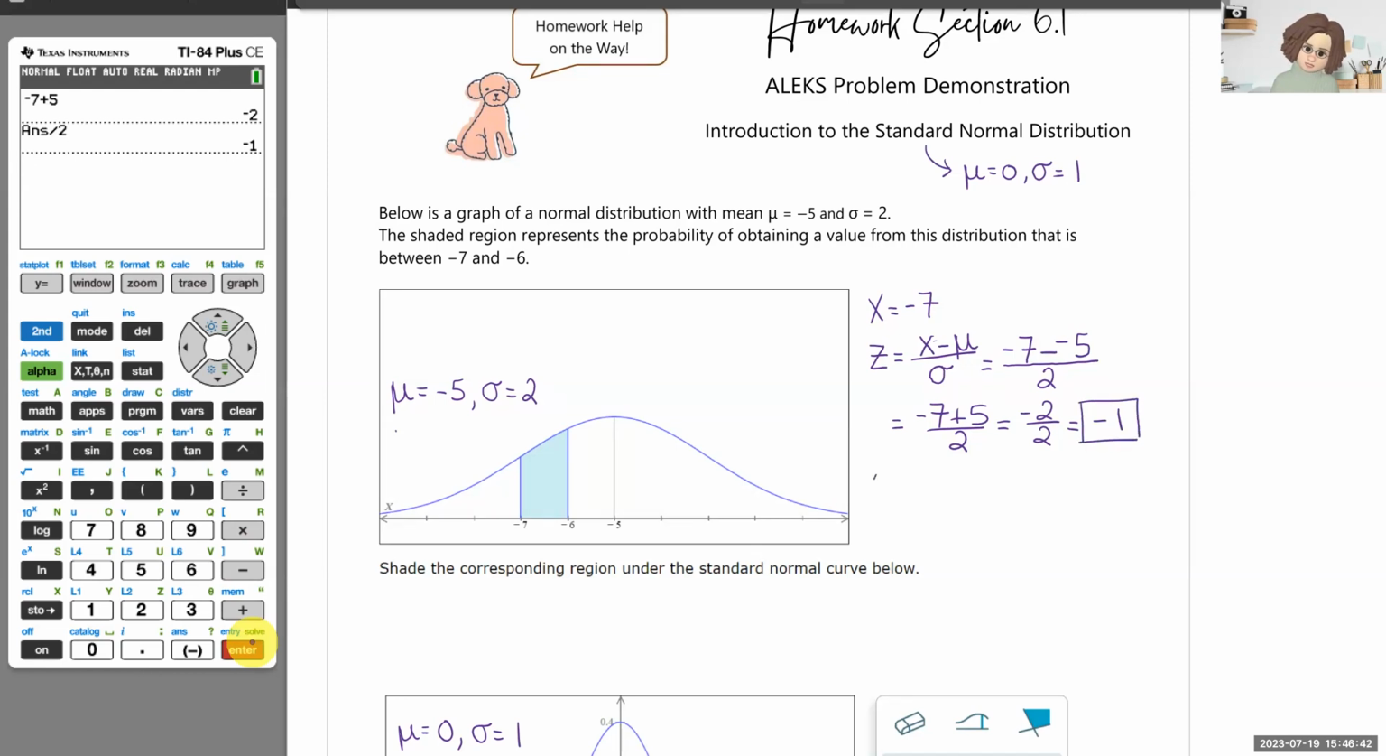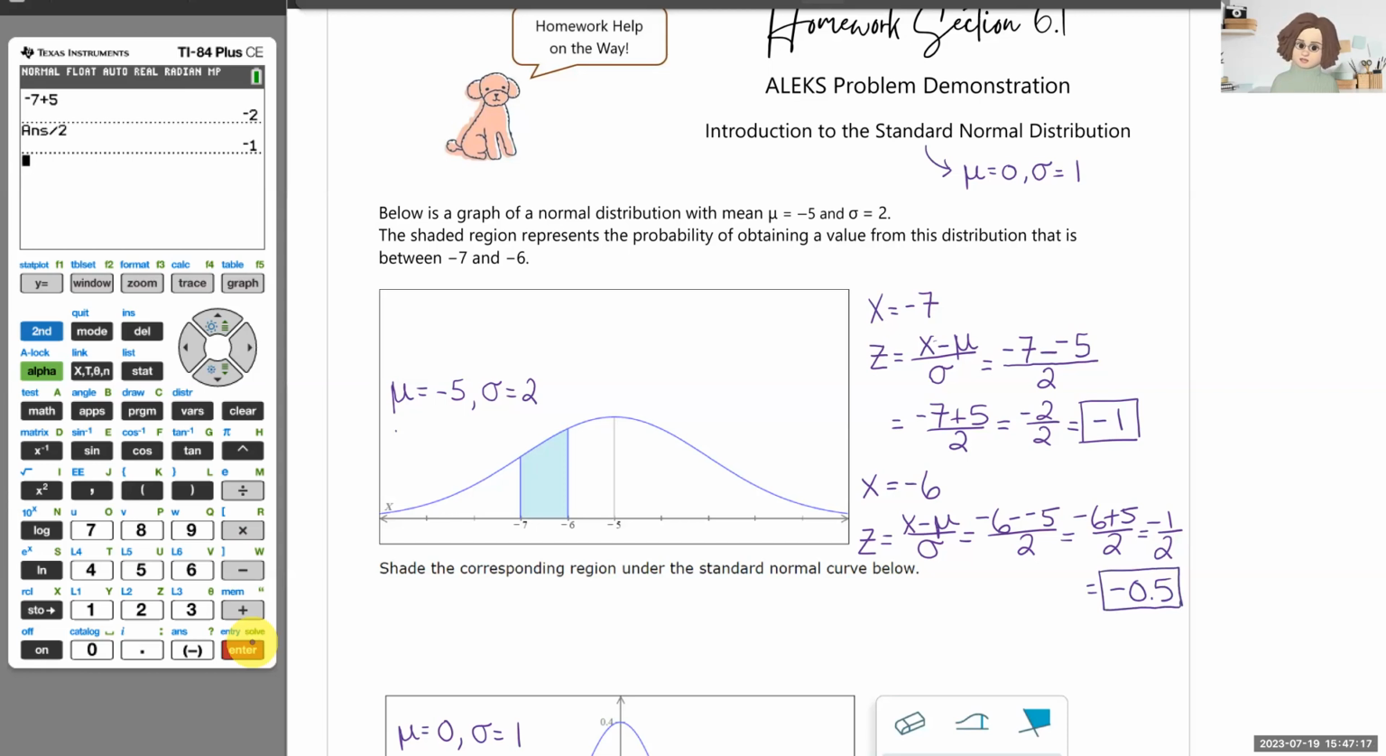But then let's switch over to our next X value, which is -6. And now I'll find its Z-score. So Z is X minus mu over sigma. So now we have -6 minus the -5 over 2. All right, so that'll be -6 plus 5 over 2, which is -1/2. And you could do it in decimal as well here, negative 0.5.